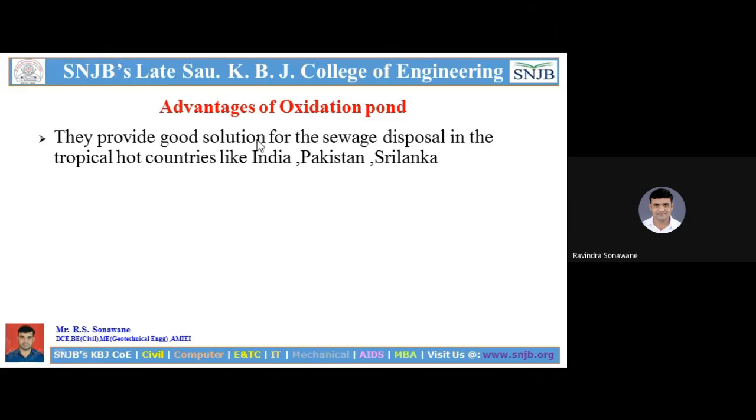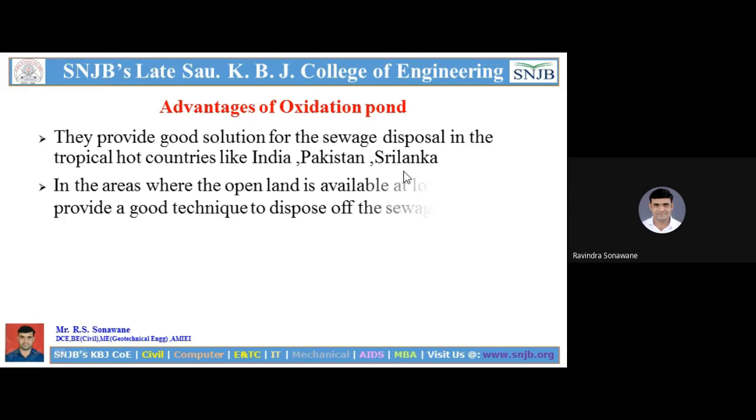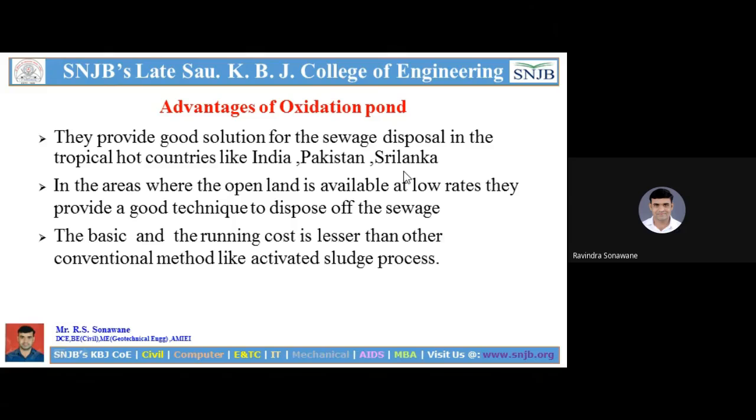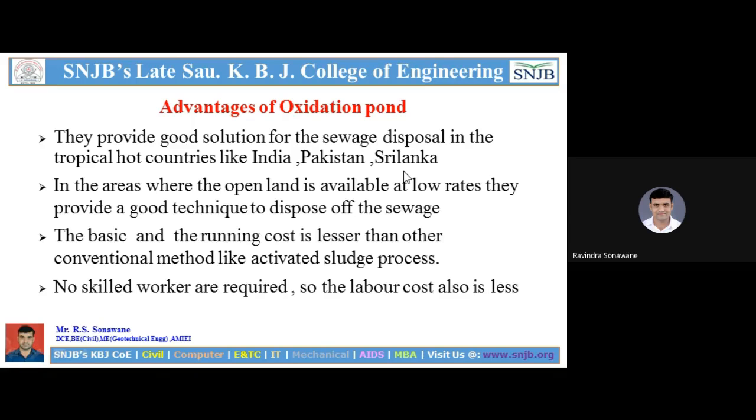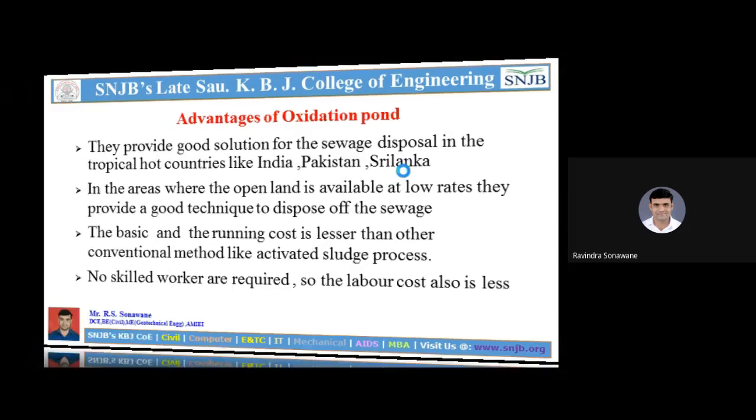Now we are going to discuss the advantages in India and Pakistan, which are hot countries. In areas where open land is available, they provide a good technique to dispose of the sewage. The running cost is lower than other conventional methods like the activated sludge process. In a sewage treatment plant, the second stage of the activated sludge process is very costly compared to this. This is much lesser. No skilled workers are required, so labor cost is also less.